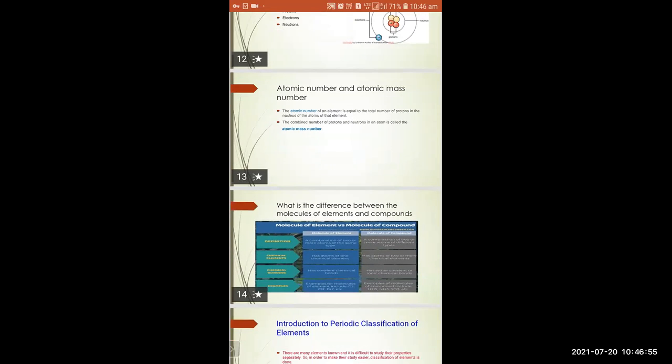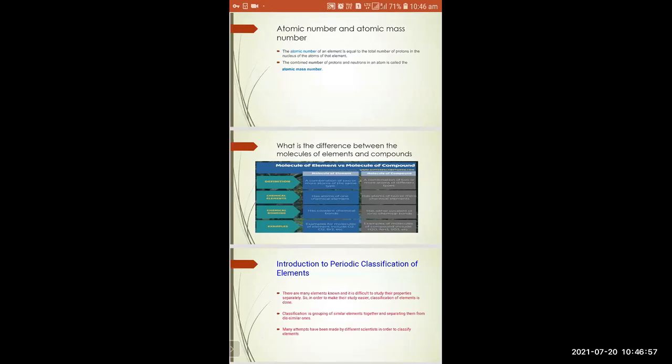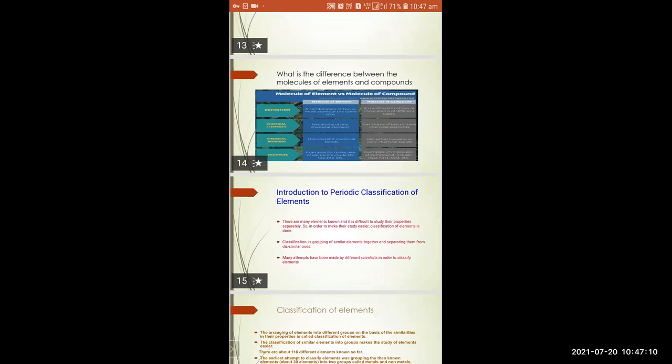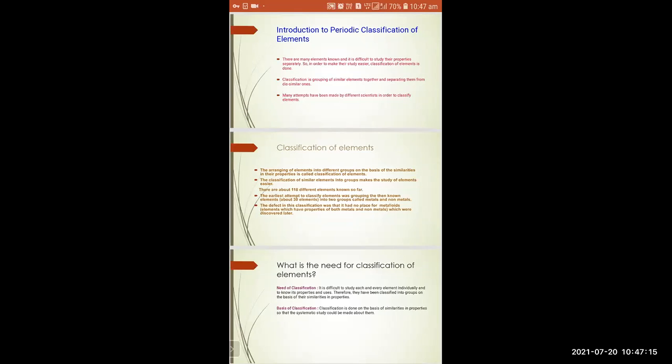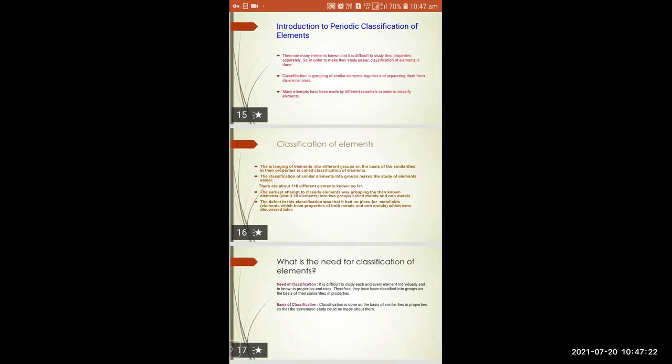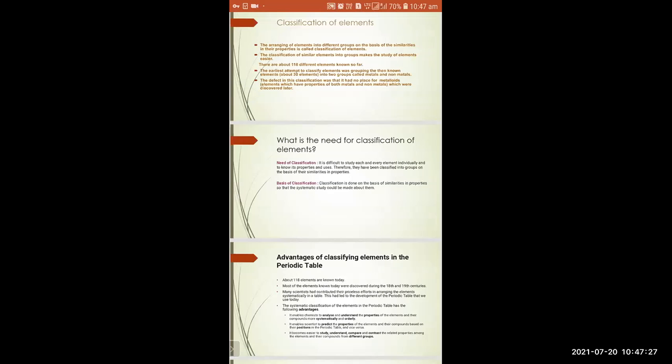Then we saw the difference between the molecules of elements and compounds. Combination of two or more atoms of the same type is the element. Combination of two or more atoms of different types is the compound. Then we saw the classification of elements. It is the arrangement of elements into different groups on the basis of the similarities in their properties. Then we saw the need of classification. For its systematic study, we need to classify the elements.